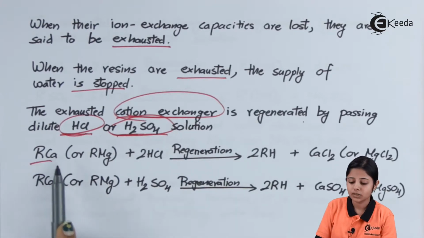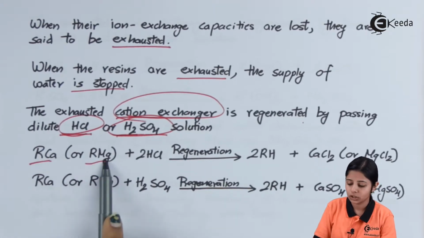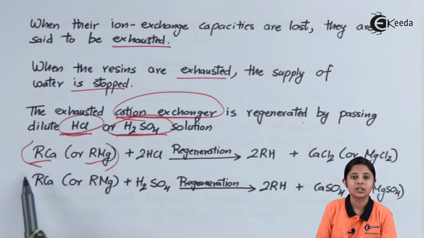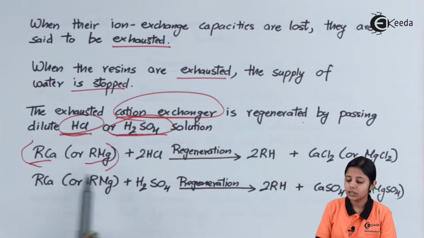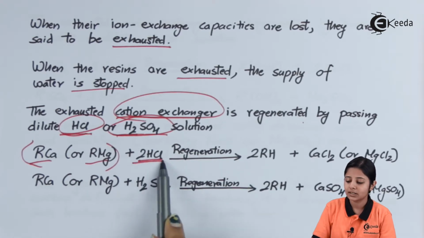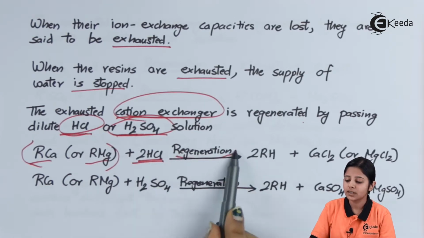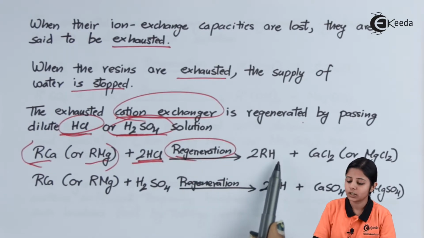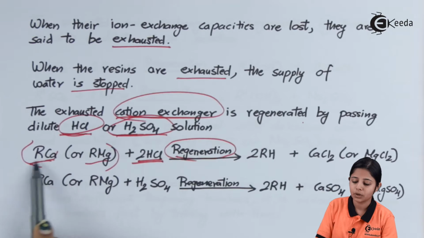The first one we have is RCa or RMg. Now this RCa or RMg is nothing but an exhausted cation exchange bed. To this I am passing 2HCl. This entire process is known as the regeneration process. It forms 2RH.